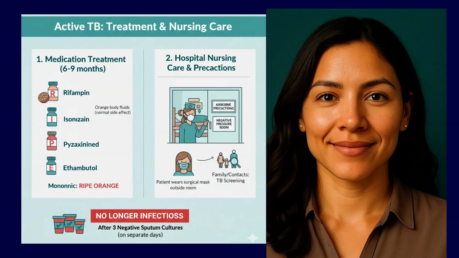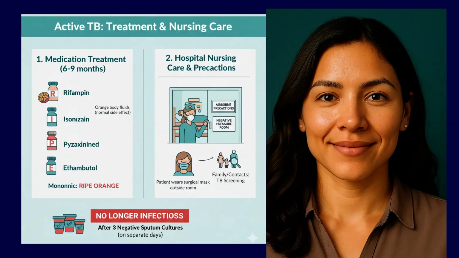Treatment and nursing care. Treating TB is a long-term commitment. Patients are usually on a combination of up to 4 antibiotics for 6 to 9 months. Some of the key medications are rifampin, isoniazid, pyrazinamide, and ethambutol. Our ripe orange mnemonic can help you remember them. R for rifampin, I for isoniazid, P for pyrazinamide, E for ethambutol, and orange reminds you that rifampin can cause an orange discoloration of body fluids, which is a normal side effect.